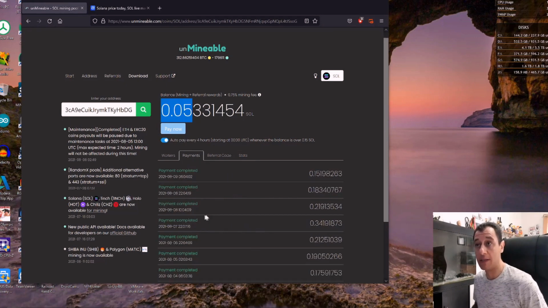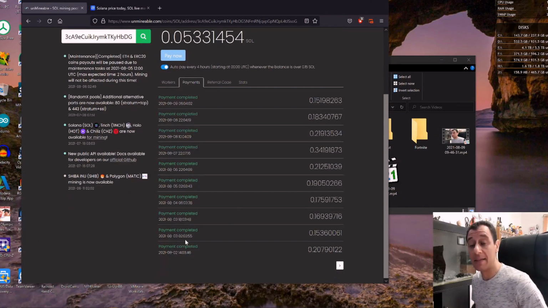So if I go down to the payments, you will see that there are days that I wasn't paid almost at all, and that was due to me stopping my miner. It has been almost a week that I have been mining this, but it hasn't been quite a full week because I did have to stop the mining rig due to the high temperatures. On the 4th of August at 6 a.m, I got paid out 0.17, and on the 5th of August, almost 24 hours later, I got paid out 0.19.